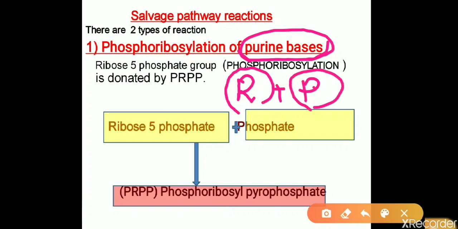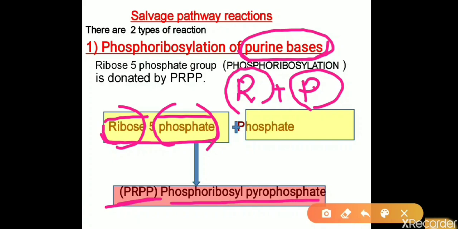This is done by donating a ribose 5-phosphate, because ribose phosphate contains a pentose sugar, that is ribose, and a phosphate group. And in this reaction, this ribose 5-phosphate is contributed or donated by a compound which is known as PRPP. PRPP means phosphoribosyl pyrophosphate.